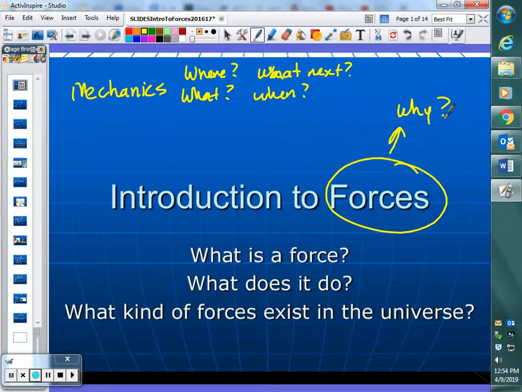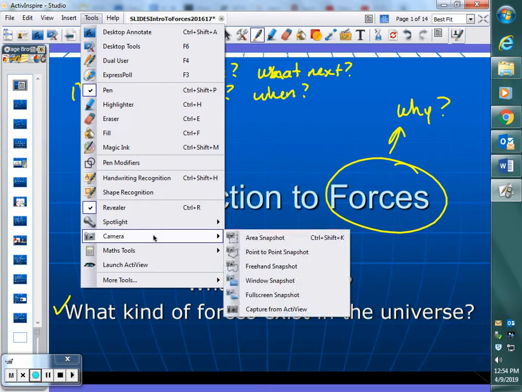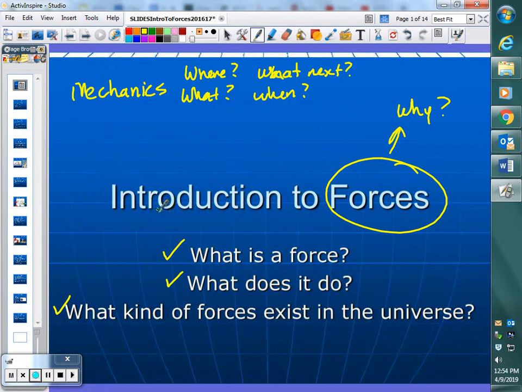All right? So, over the course of today, I hope that we're going to answer these 3 questions. We're going to talk about what a force is. We're going to talk about what forces do. And then we're going to talk about some of the different types of forces that exist out there in the universe. All right? Good? Let's do that.